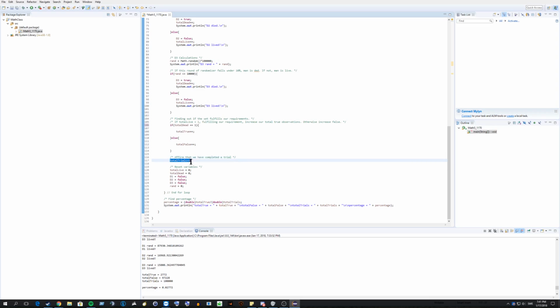After all that is done, it will affirm that we have completed a trial run, or completed a pass, and total trials will increase by 1. And then we reset all the variables for the next pass. And then this is just the percentage calculation here: the total number of true observations divided by the total number of trials. And then it'll print out total number of true, total number of false, total number of trials, and then the percentage of those that came up as true.